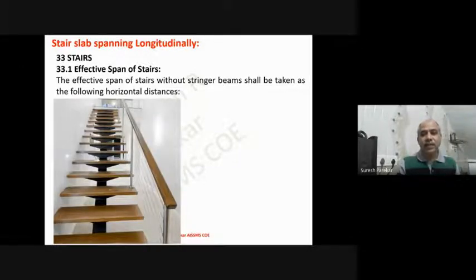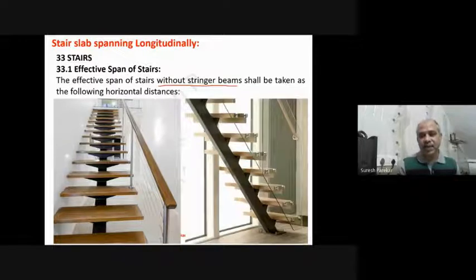Now, this is most important, stringer beam, the effect of stairs without stringer beams. Now, what is stringer beam? That we should know. You can see this. When we have this beam which is supported at center, or we may have at ends, in that case my stairs are supported by these beams. You can see clearly, this is beam. So if you have this as concrete, then you may design it as T-beam.